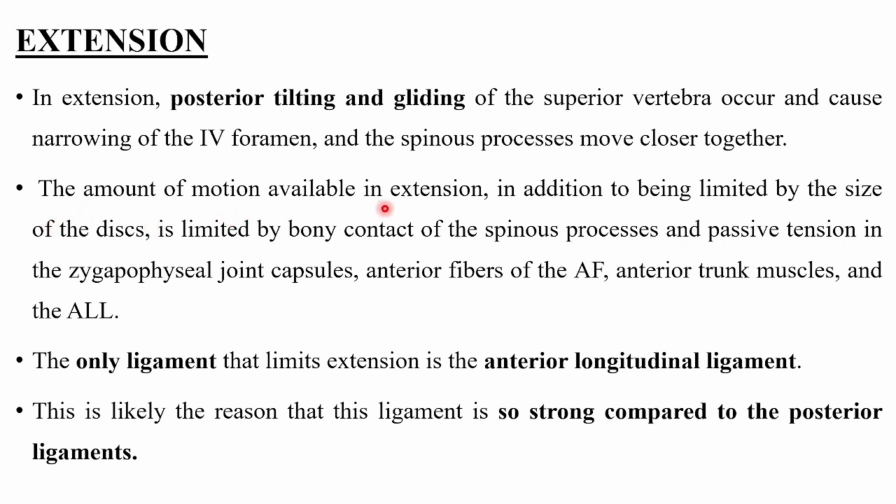The amount of motion available in extension, in addition to being limited by the size of the disc, is limited by the bony contact of the spinous processes during the approximation, and passive tension in the zygapophyseal joint capsules, anterior fibers of the annulus fibrosus, anterior trunk muscles, and the anterior longitudinal ligament. This anterior longitudinal ligament is the only ligament that limits extension in the intervertebral column. So this is likely the reason that the ligament is so strong compared to the posterior longitudinal ligament.